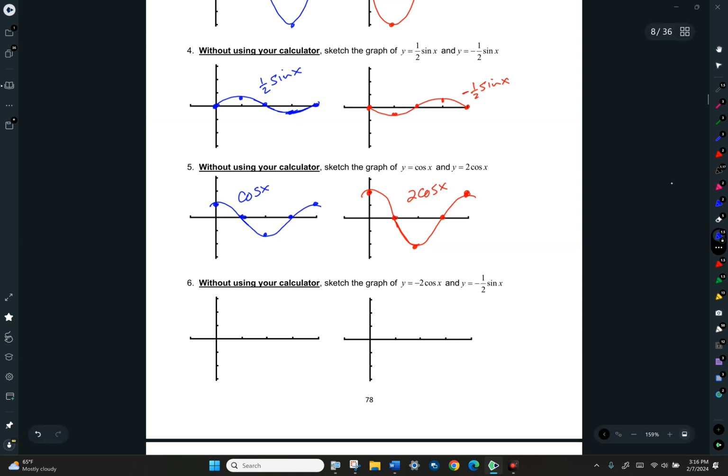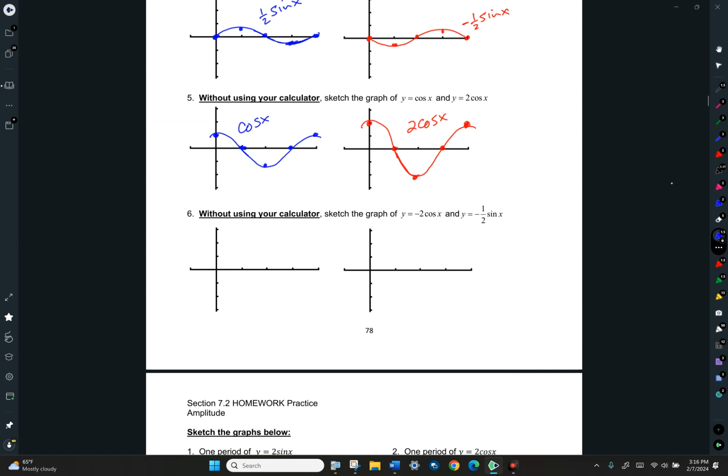So let's try this. It says, what about -2 cosine? Okay, well, if I'm flipping it across, instead of starting up at the +2, I'm starting down at the -2 because it needs to look like it's been flipped across the x-axis. Instead of the halfway being down at -2, it's going to be up at +2. The zeros don't change, so make sure you curve through those endpoints. So this is going to be -2 cosine.